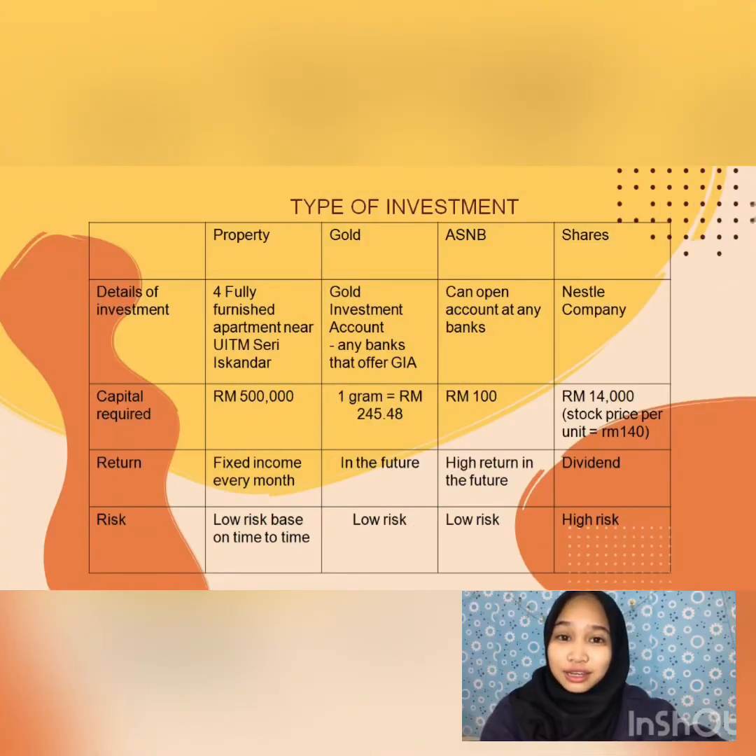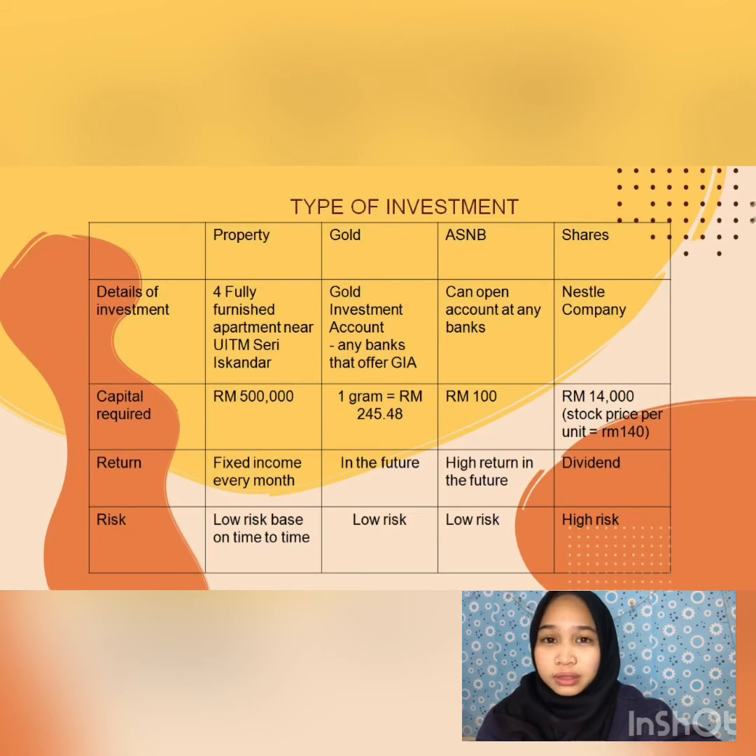So next, I will explain about ASB, which is Amanah Saham Bumiputera. This is a platform for Bumiputera people to keep or save their money, and they will get a high return in the long term. There are two accounts that people can open for ASB, which are the adult account and the bijak account.